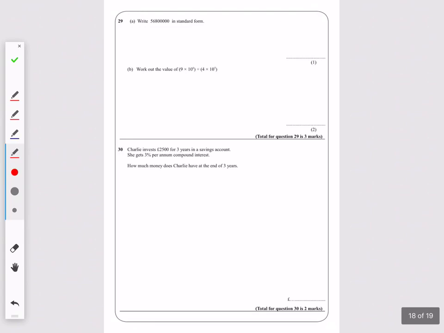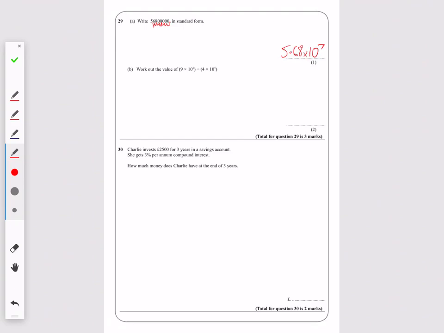Question 29. Write that number in standard form. I'm going to try and say it, but it's actually 56.8 million. So standard form means a number between 1 and 10. So 5.68 times 10 to the power of something. So 1, 2, 3, 4, 5, 6, 7 places I've got to move that decimal point to get it to 5.68. So we times 10 to the power of 7.